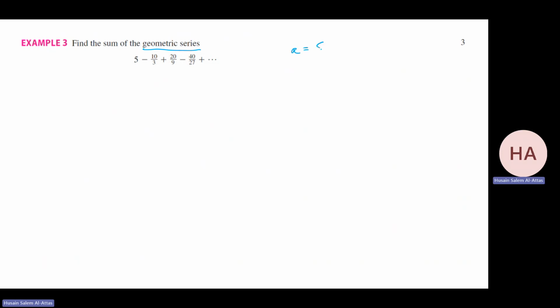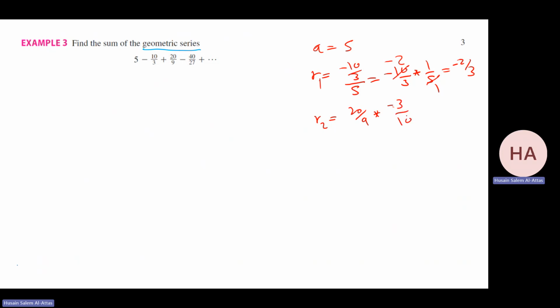A equal 5. And what is R? Minus 10 over 3 over 5. That will be minus 10 over 3 times 1 over 5, which is minus 2 over 3. What is R? Just check. 20 over 9 times minus 3 over 10. Oops. This is 2. This is 1. This is 3. Minus 2 over 3. Or minus 40 over 27, to be sure.